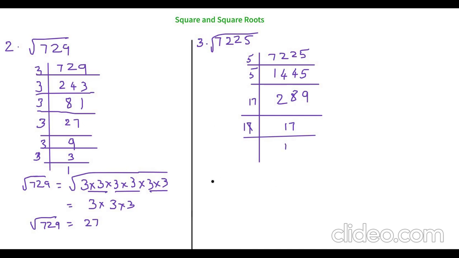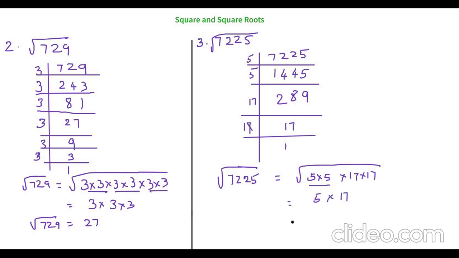So 1. Now we have the square root of 7,225, which is equal to the square root of 5 times 5 times 17 times 17. Here we have two different numbers, and we do the same thing: instead of two 5's, we take one 5 outside, and instead of two 17's, I'll take one 17 outside. So 17 times 5 is 85. The square root of 7,225 is 85. Isn't it easy to find the square root by the prime factorization method?